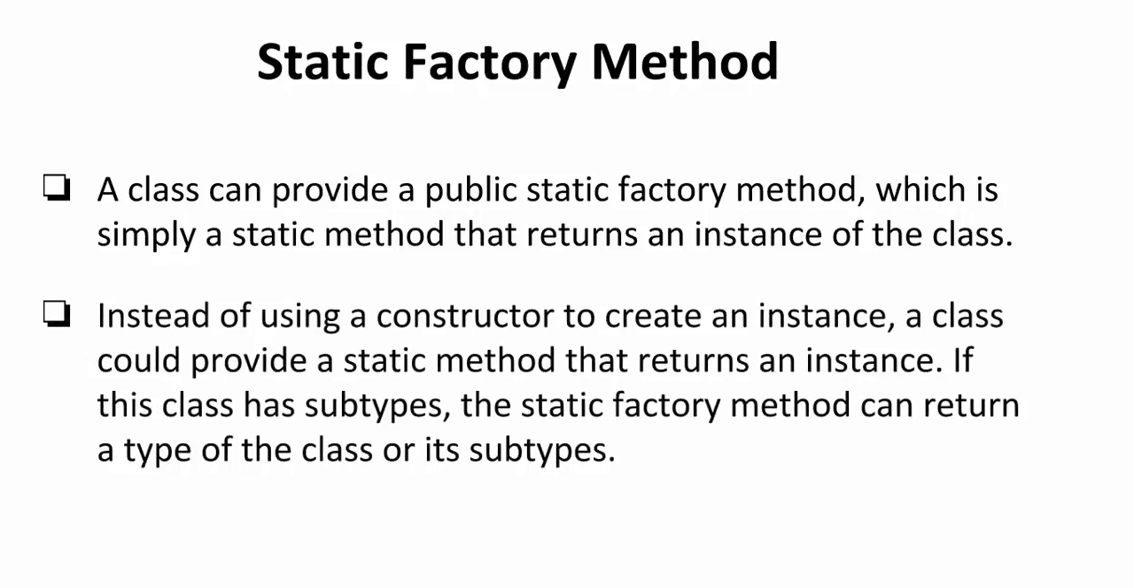So instead of using a constructor to create an instance, a class could provide a static method that returns an instance. If this class has subtypes, the static method can return a type of the class or its subtypes. This static factory method is also commonly used. I will show you some examples so that it becomes clear to you.